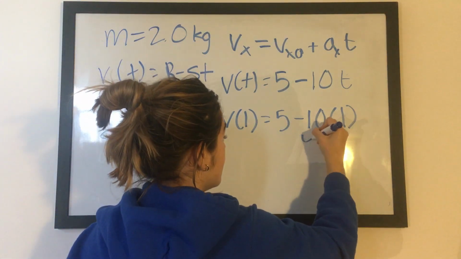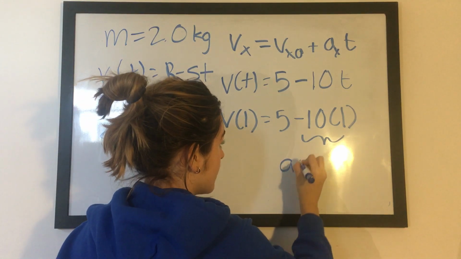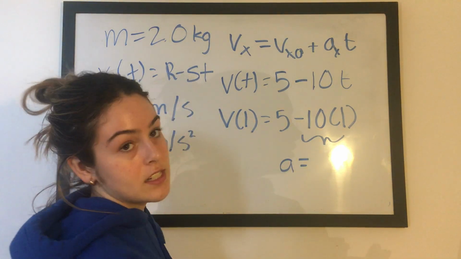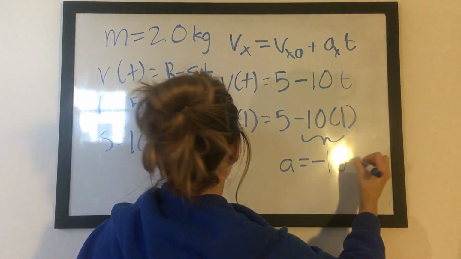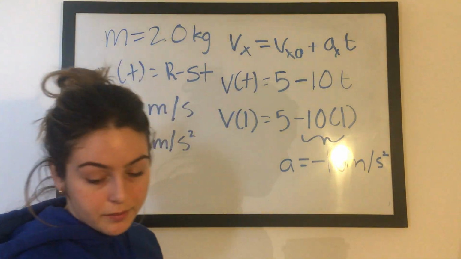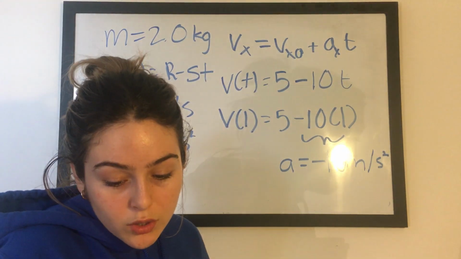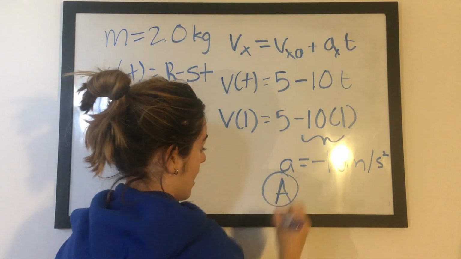Given that this is our acceleration, we know that acceleration at t equals 1 second is going to equal negative 10 meters per second squared. When we look at our answer choices, this corresponds to option A.